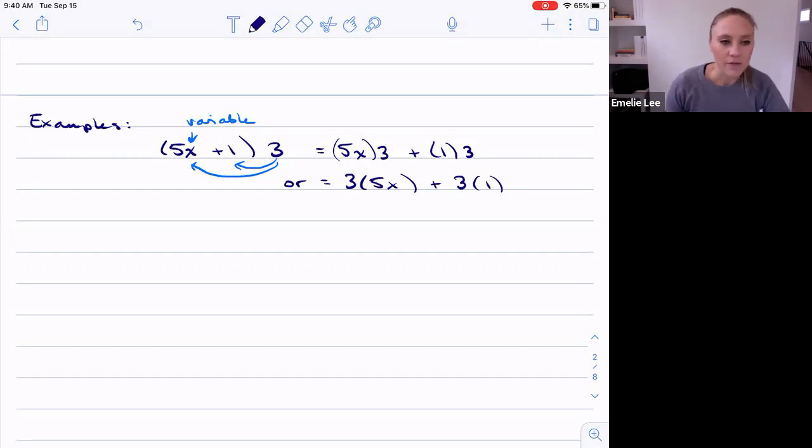3 times 5x is 15x, so the coefficients, we can just multiply. Plus 3 times 1 puts me at 3.